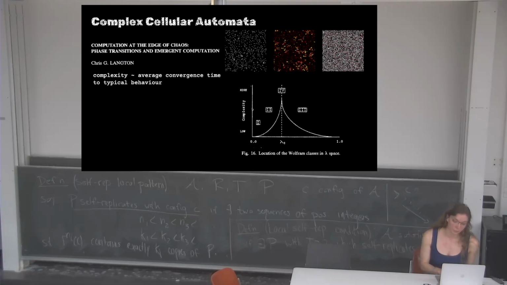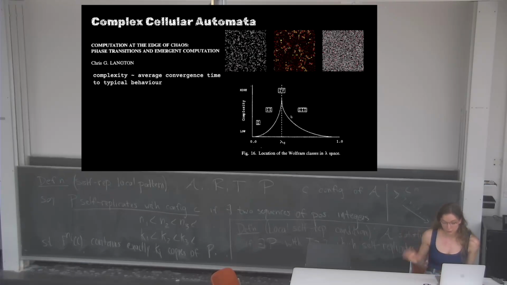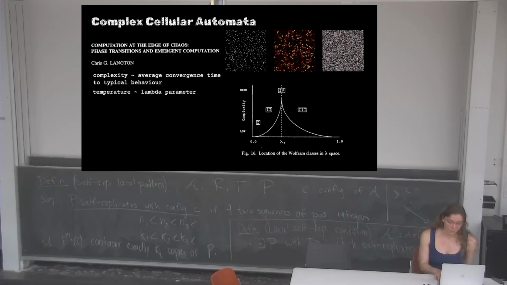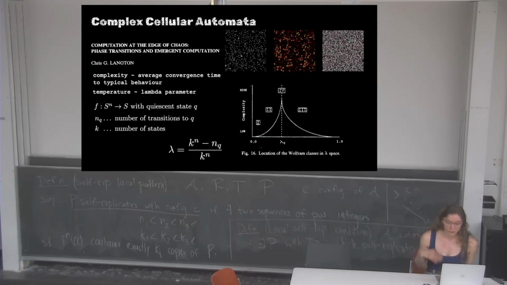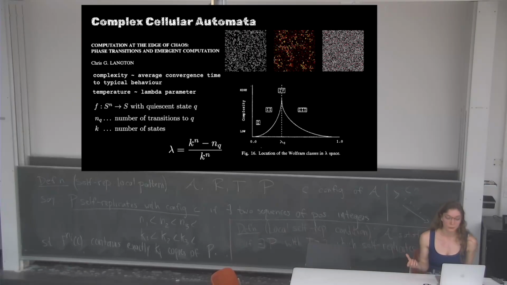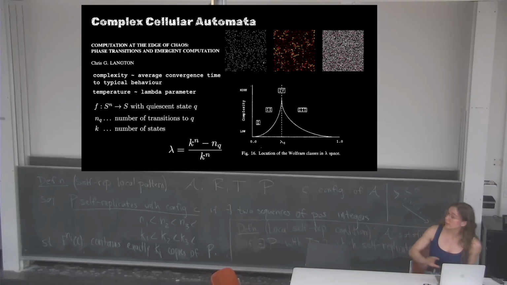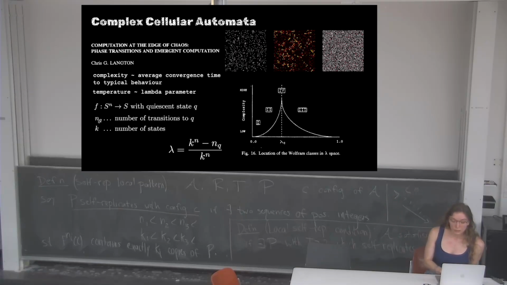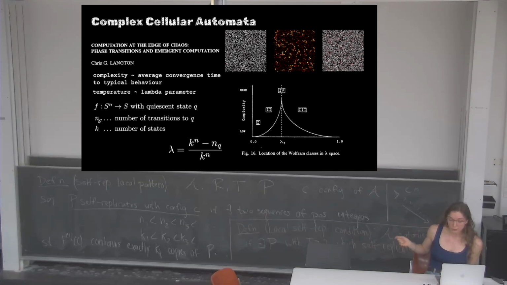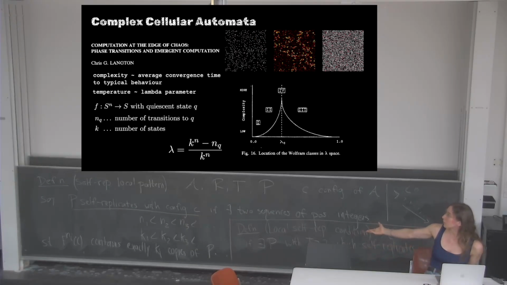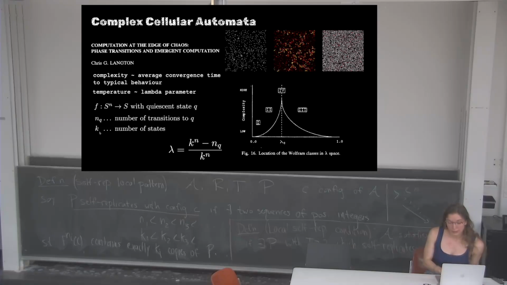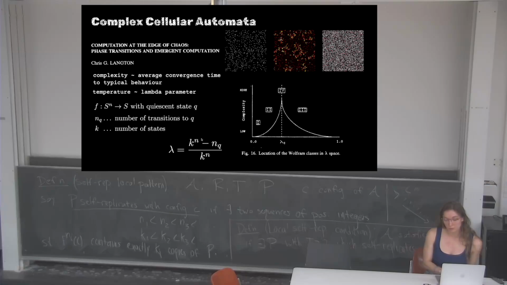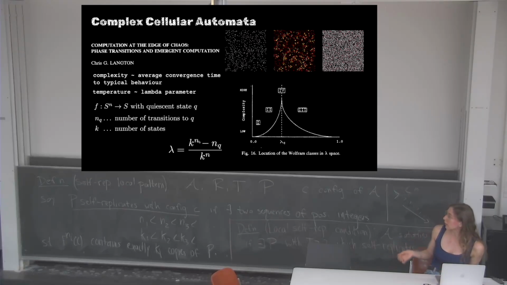So the average convergence time is longer, and this is essentially what this figure shows. What is the parametrization? This is a very, very rough parameter, because it is just a property of the local update rule of a cellular automaton. In the simplest case, you can imagine a binary cellular automaton. By NQ, we can denote the number of transitions of the rule table that go to the quiescent state, which could be, for instance, 0. And K is the number of states. Then the lambda is just essentially the ratio of the rule table that does not go to the quiescent state.